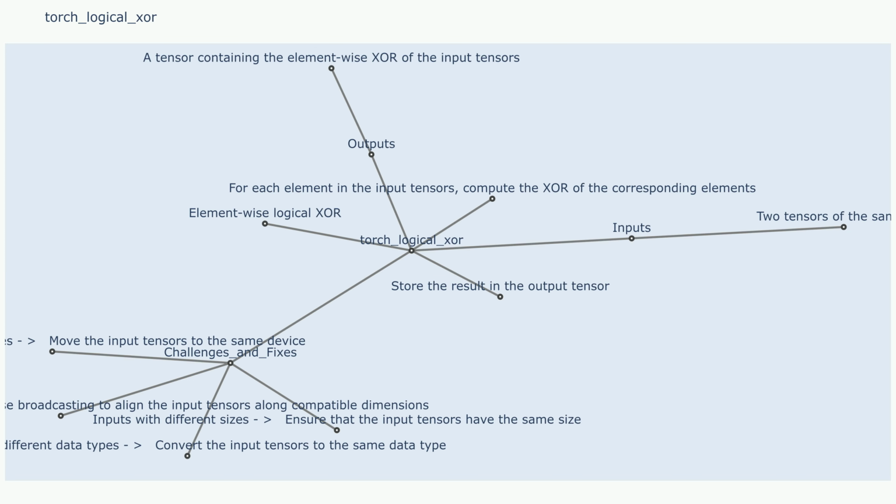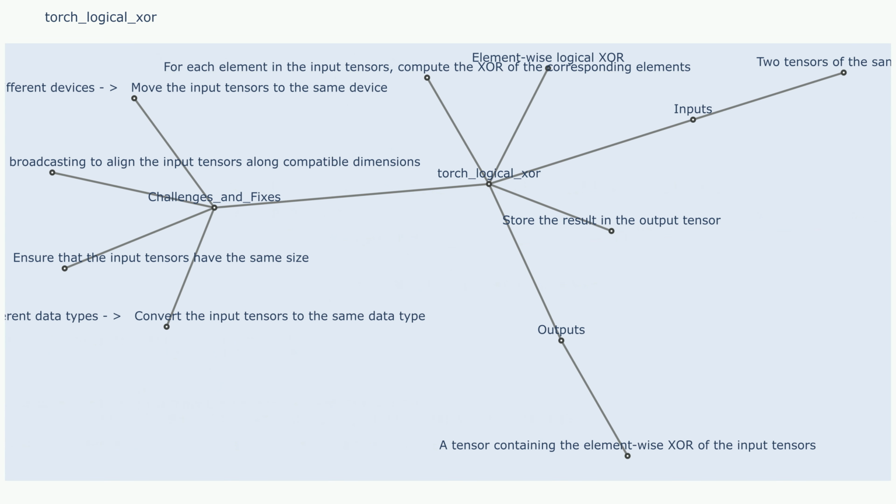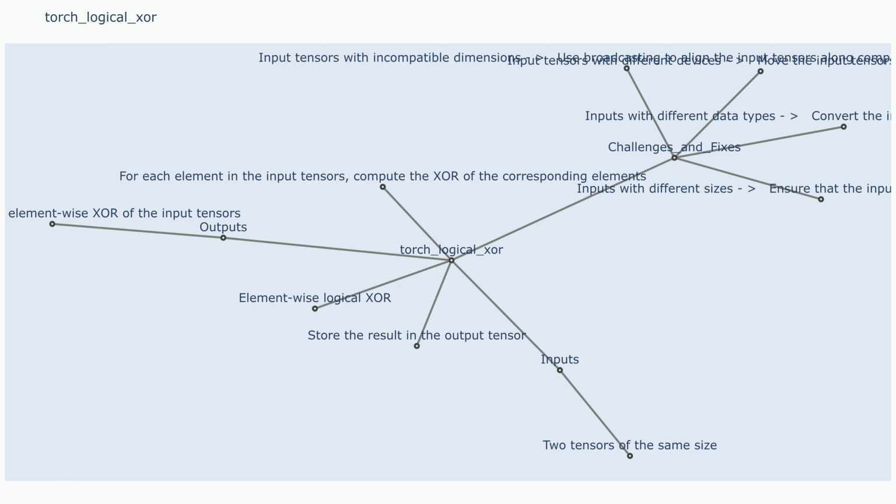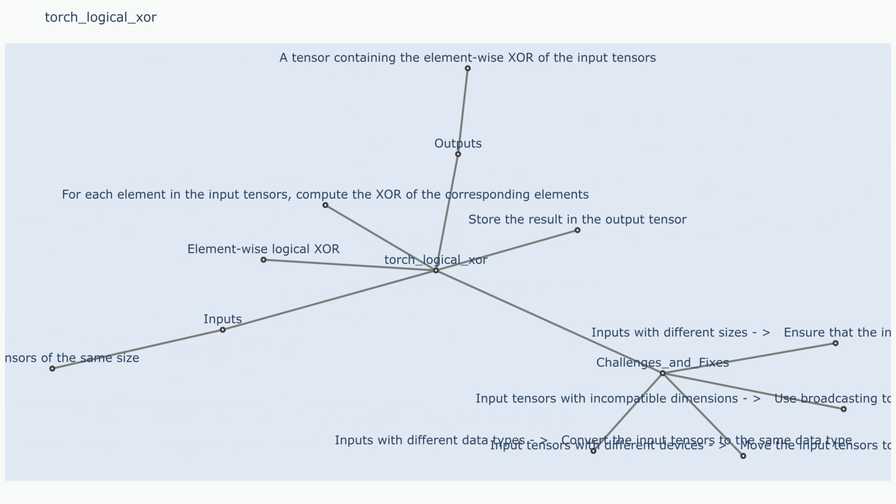Torch logical XOR. Description. Inputs. Input 1: the first input tensor. Input 2: the second input tensor. Must have the same shape as the first input tensor. Output 1: the result of the logical XOR operation between input 1 and input 2. The output tensor has the same shape as the input tensors.